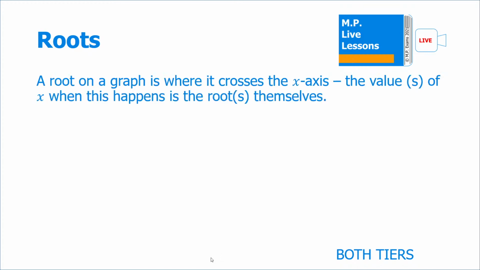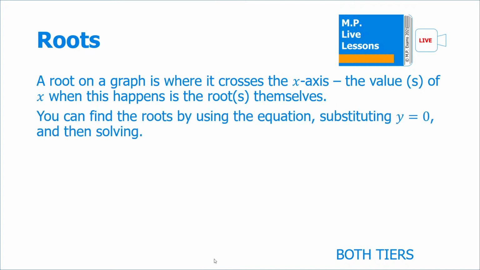Now, roots on a graph are something else you might need to be identifying, let's say from an equation as well. So a root on the graph is where it crosses the x-axis. So the values of x where this happens are called the roots. So you can find the roots by solving an equation by substituting y equals 0.